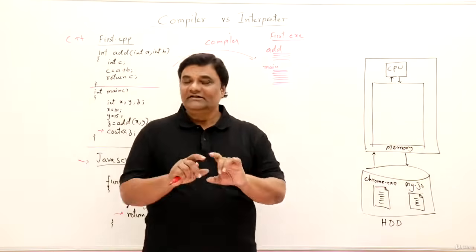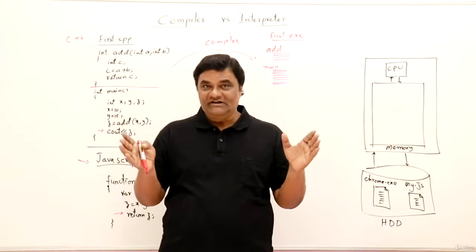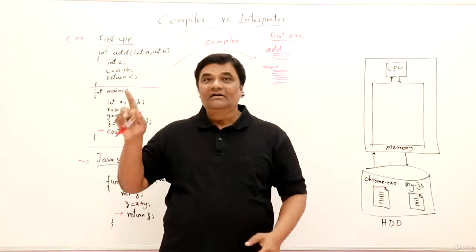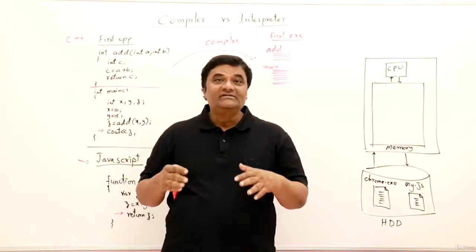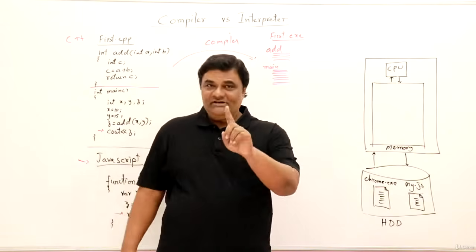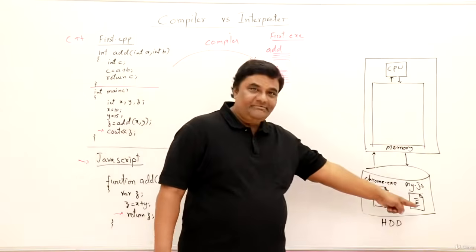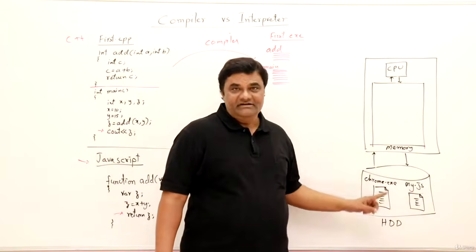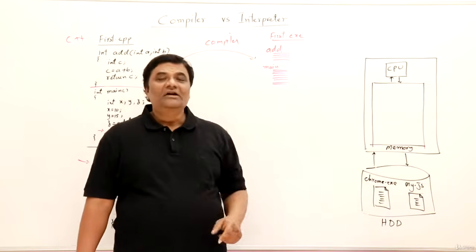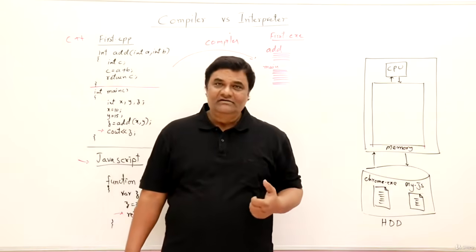Now finally, concluding point. Who is faster? Compiled programs or interpreted programs? Compiled programs are faster because they run independently as a separate program. Interpreted programs are not faster because they don't run independently, they run inside the context of the interpreter. So they are slower, but easy to write.